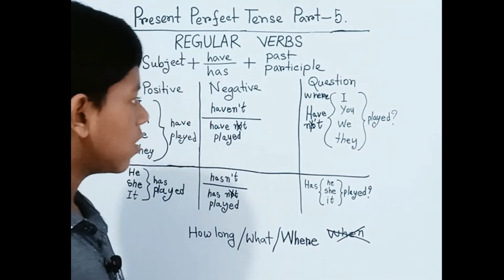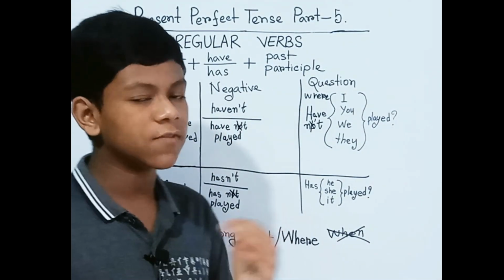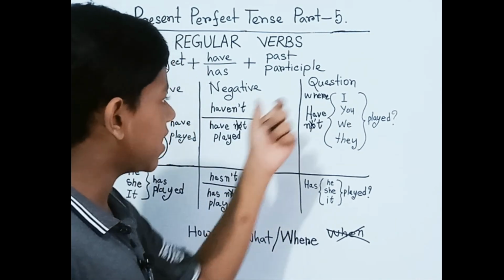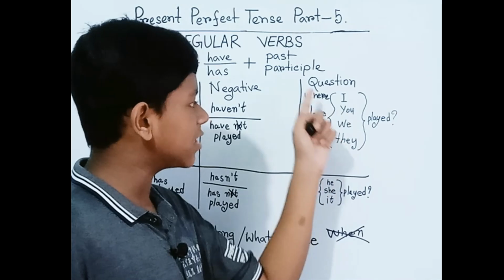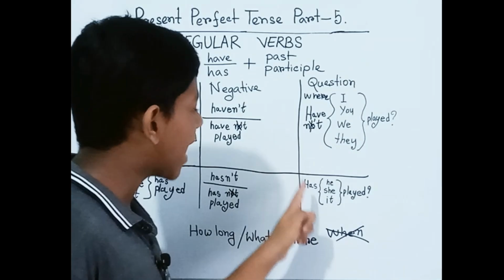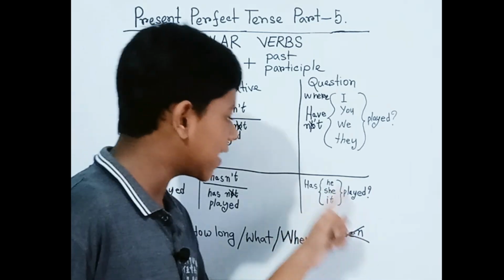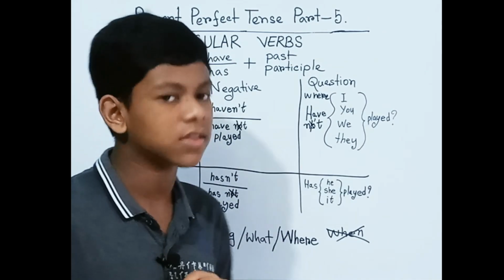Okay, where. So imagine that we will try to say this with the positive form of question. So say with me, where have I played? Where have you played? Where have we played? Where have they played? Same here, where has he played? Where has she played? Where has it played? Okay, so try to remember this in the positive form.